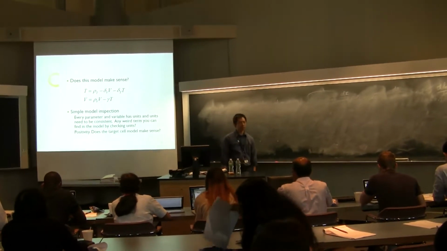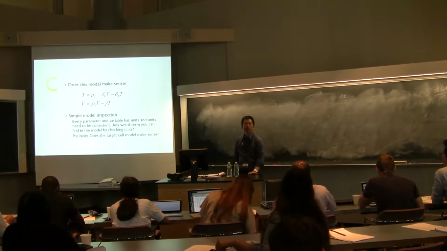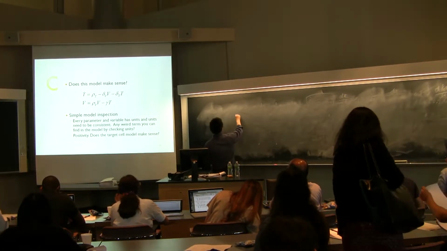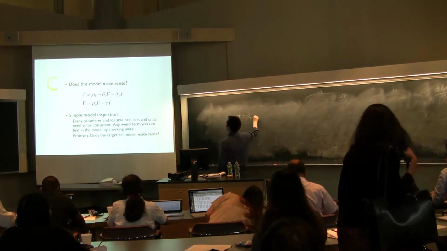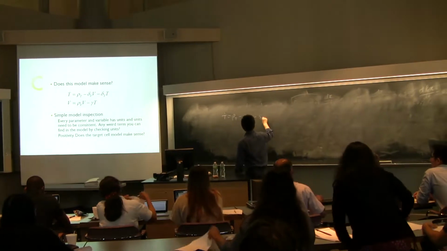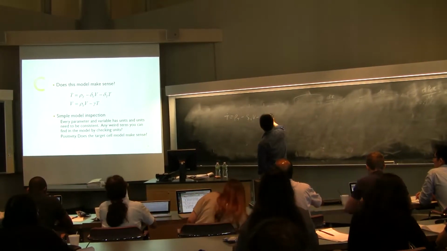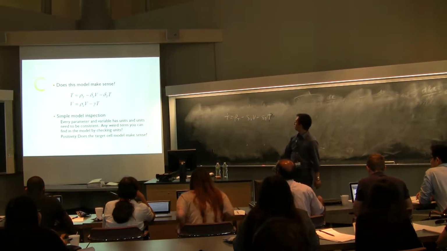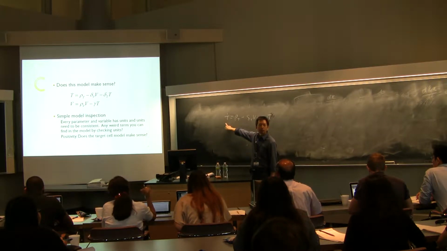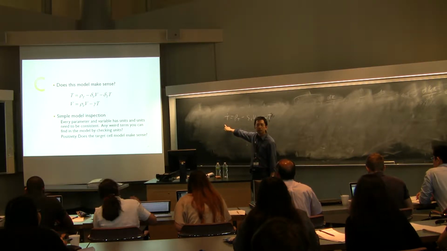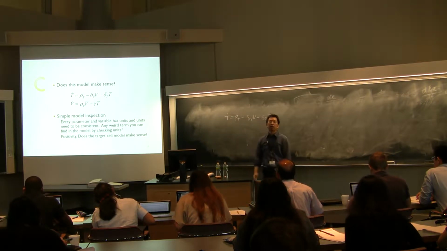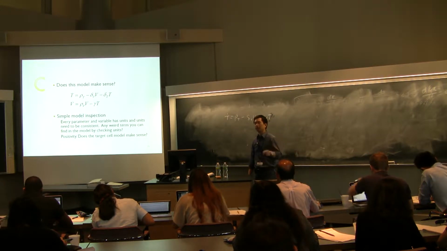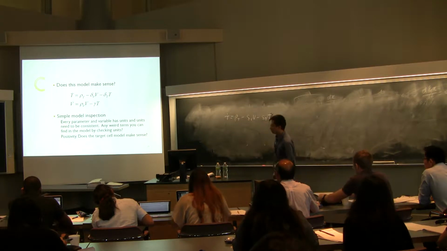So does this model make sense? We already found one problem with the model, right? What's the other problem? We have T' equal to rho T minus delta V minus delta T. When I say positivity, it means this number should always be greater than or equal to 0, because the number of cells cannot be negative. It can only be positive or 0. 0 is fine, okay? So let's check this one. What's the problem with this one?